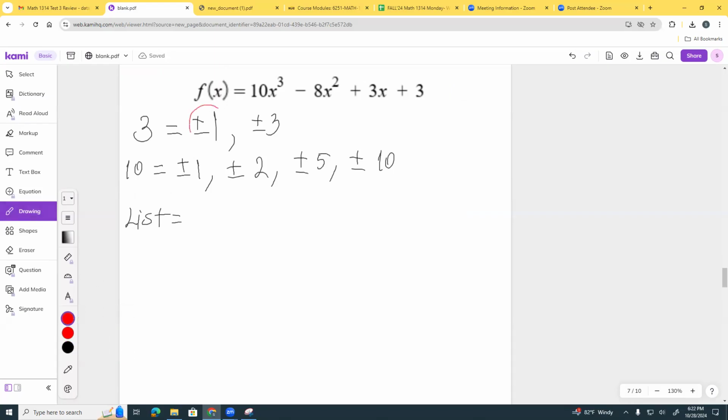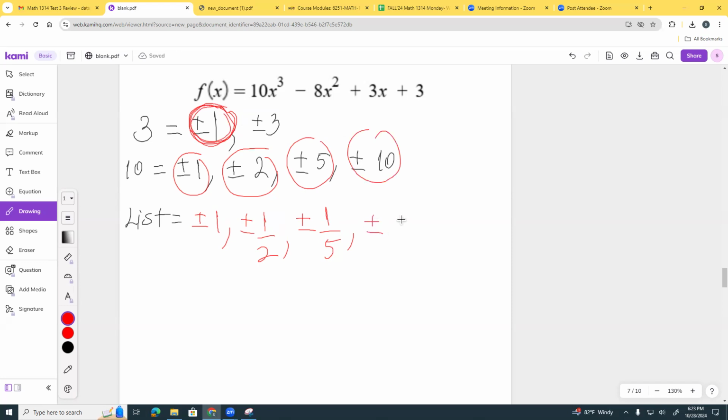So we're going to stick with 1 first. 1 divided by 1. What's 1 divided by 1? 1. Now 1 divided by 2. What's 1 divided by 2? Good job, 1 over 2. Now we have 1 divided by 5. What's 1 divided by 5? Good job, 1 over 5. Last, 1 divided by 10. What is 1 divided by 10? Good job, 1 over 10. These are the possibilities because of 1.